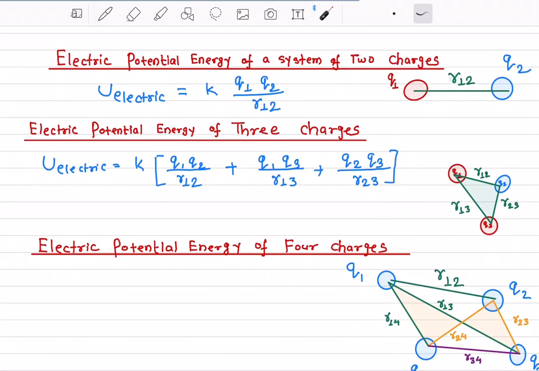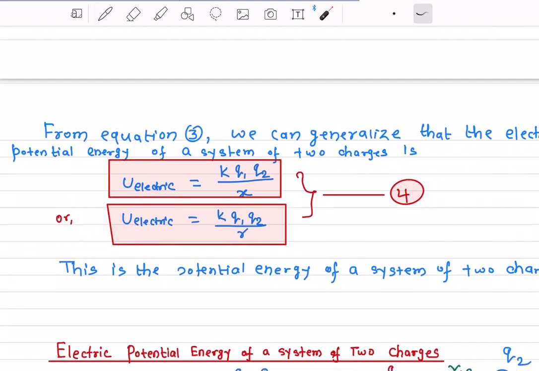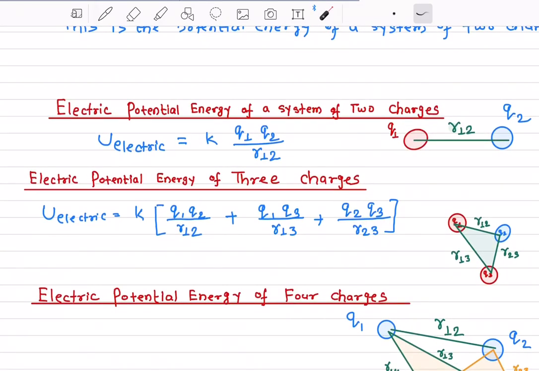In this video, I will talk about the potential energy due to multiple charges. In the last video, I talked about the electric potential energy due to a system of two charges. If you have not watched that video, please go and watch it. The potential energy of a system that consists of two charges, Q1 and Q2, is given by this formula here. K is a constant, Q1 and Q2 are the charges, and R12 is the separation between the two charges.